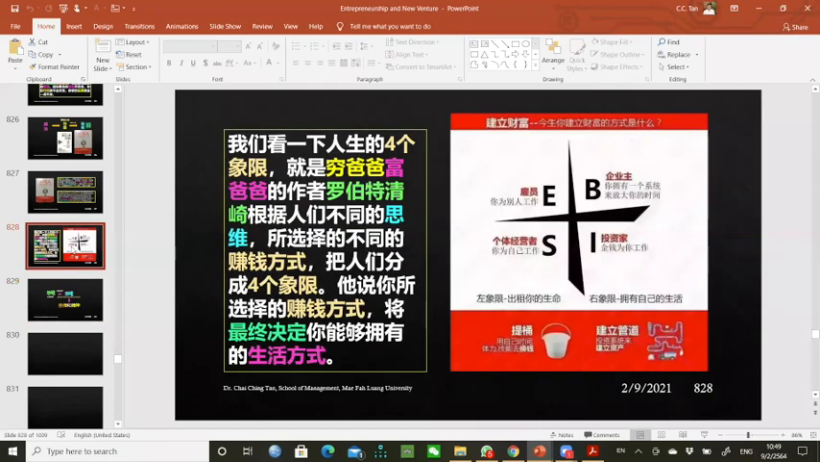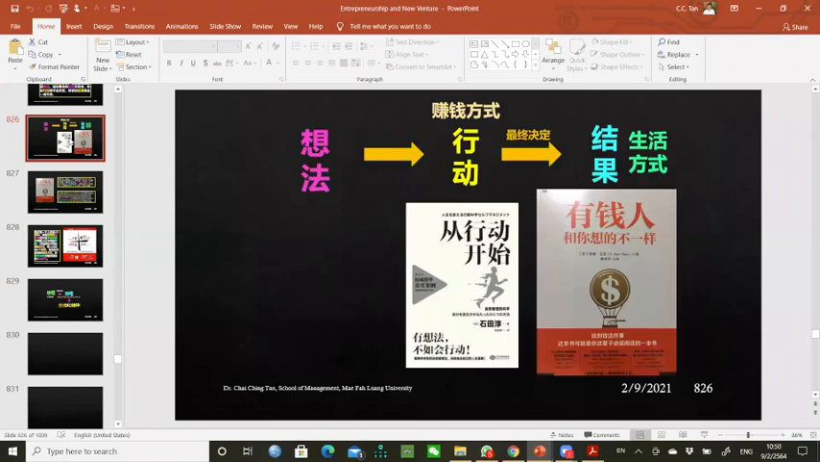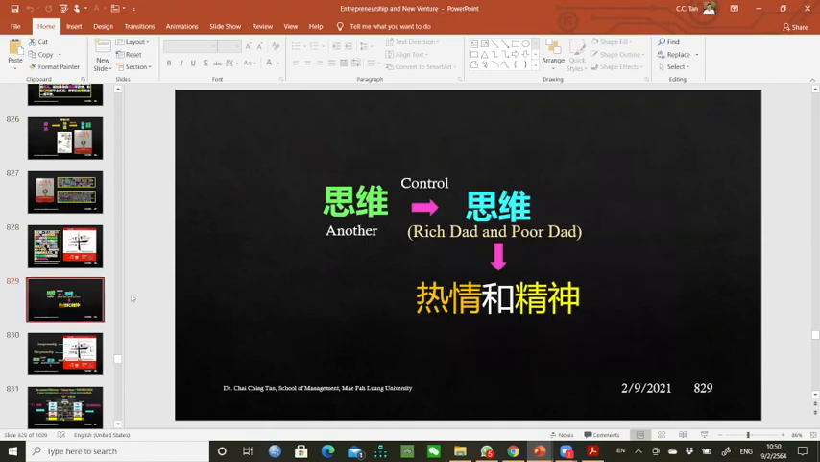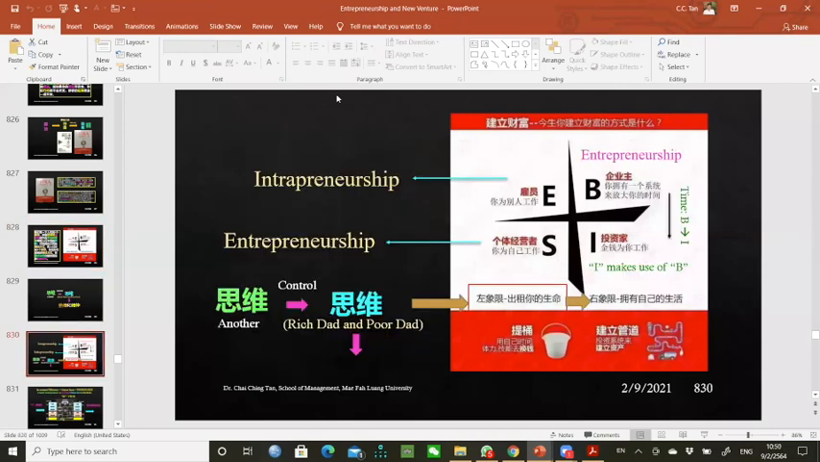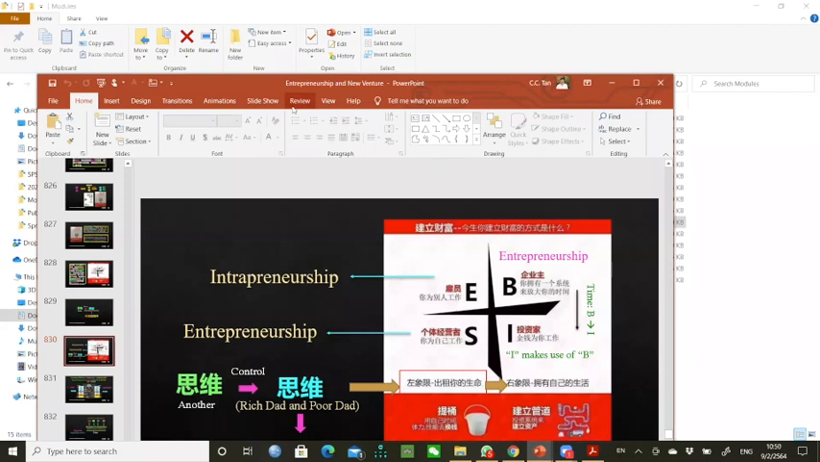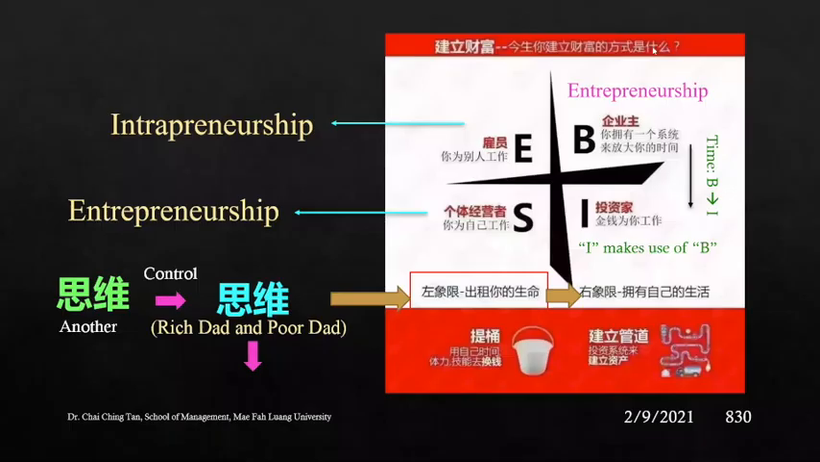For example, if I ask you to do a research on mental models that influence your behaviors, just like strategic orientation. I have the entrepreneurship mental models, but I want to use the concept of the rich dad and poor dad mental models to motivate.